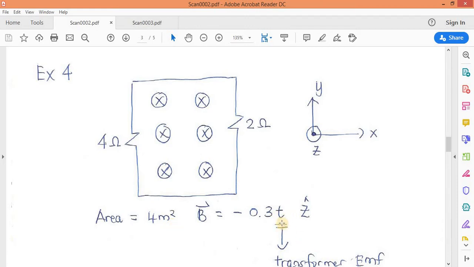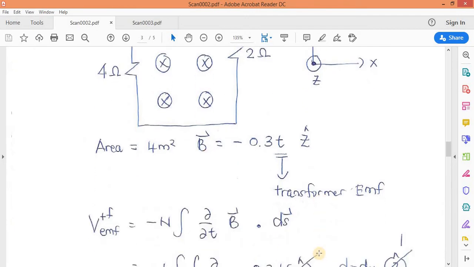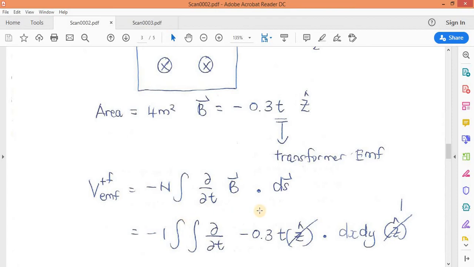Before we start, we have to determine the type of EMF. Again, we found that there is the t here, so it means that the magnetic flux density changes according to time. So it is transformer EMF, and we will use this equation again. For the N, since there is only one loop, we put 1 here, and the B is given.